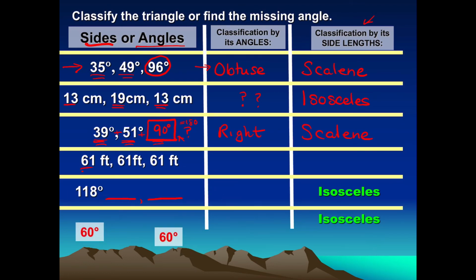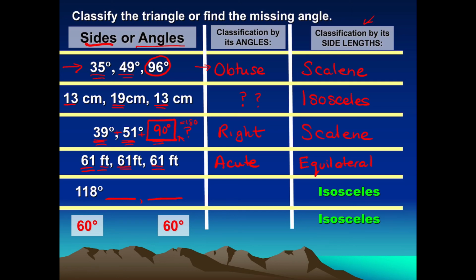Now this one has all the same side lengths. Well, if it has all the same side lengths, that means it's definitely equilateral. And if it's equilateral, it's definitely going to be acute. There's no way an equilateral could be obtuse. There's no way it could be a right triangle. Equilateral triangles will always be acute.